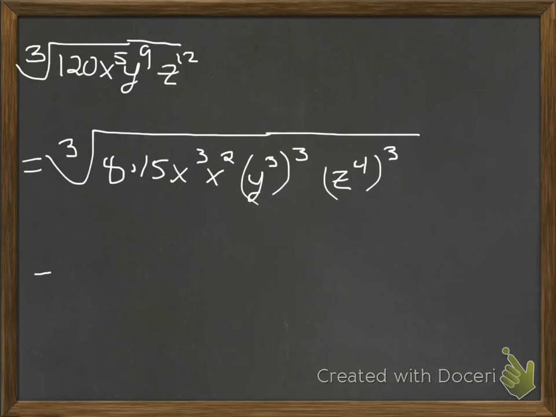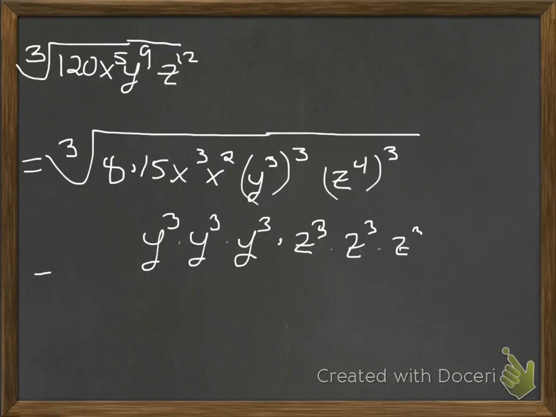So what that does is that allows us to not have to do this y cubed, y cubed, y cubed. There's our y to the ninth. Z cubed, z cubed, z cubed, z cubed. There's our z to the 12th. And we don't want to do as much writing there.